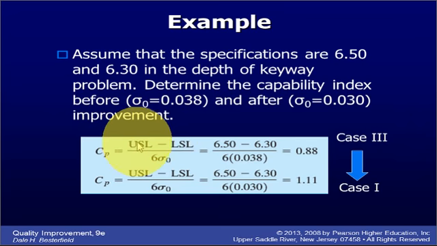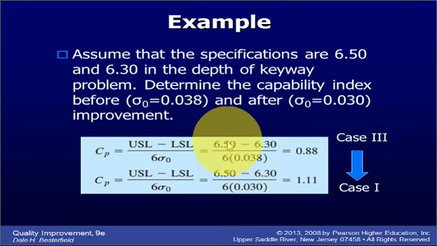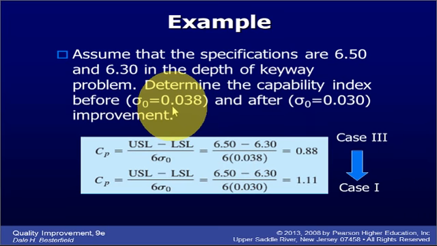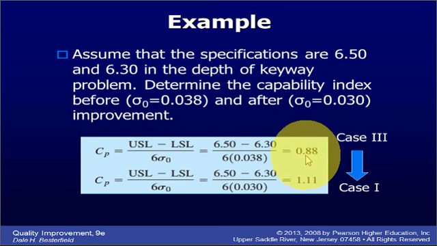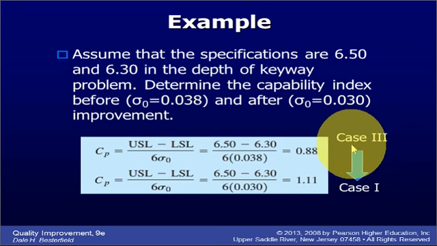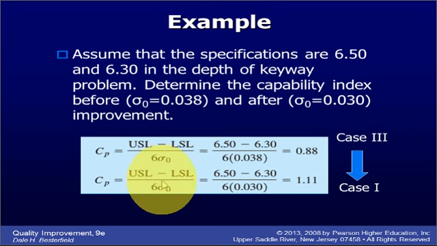So before the improvement, this sigma 0 is 0.038, right? And then your numerator is the difference between your specifications. So that's 6.50 minus 6.30, and then divided by 6 times the sigma 0 value. So this gives a Cp value of 0.88, which is smaller than 1, so it corresponds to case 3, which is undesirable, right?